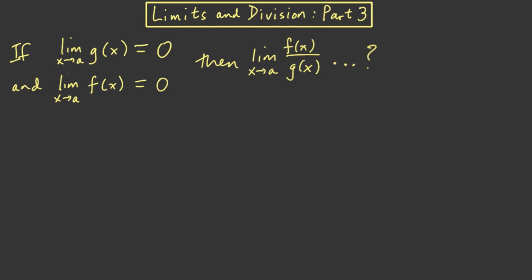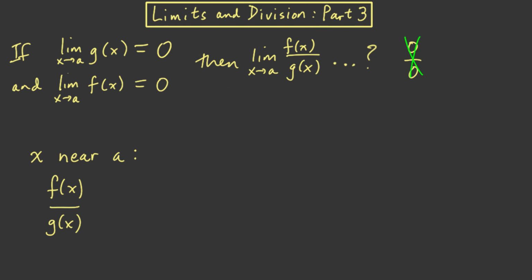All right, let's finish this third part of the limit law for division. We're dealing with a case where the limit of the denominator is 0 and the limit of the numerator is 0. But remember that we're not going to be saying that this limit equals 0 over 0. When x is near a, the numerator and denominator are approaching 0, but that doesn't mean that they equal 0. It's just that they're close to 0.